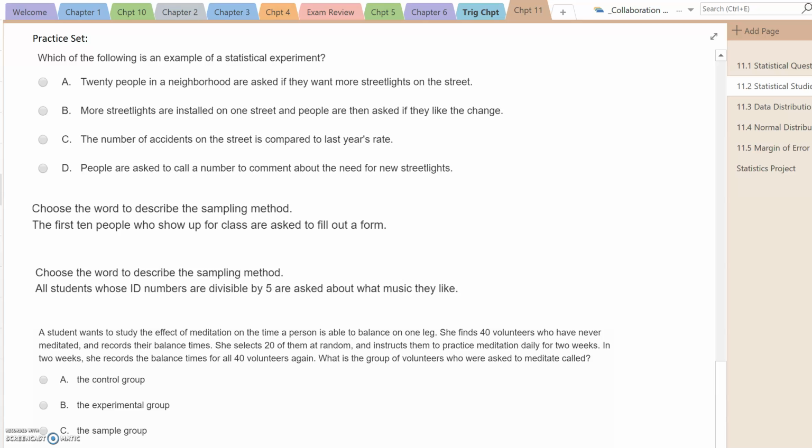All right, so to finish off our notes for section 11.2, we're going to look at some multiple choice problems or open-ended problems that you might have on your Pearson Realize assignment for this section. The first question, which of the following is an example of a statistical experiment?